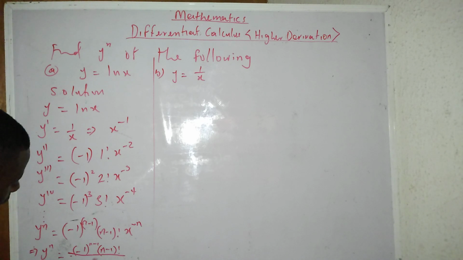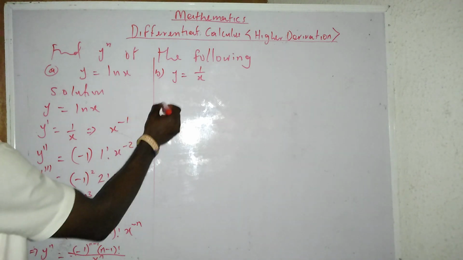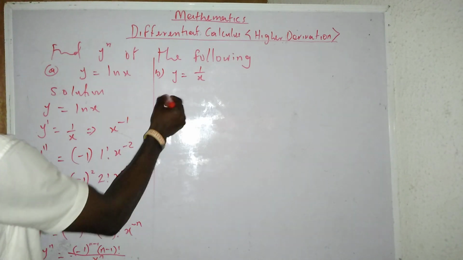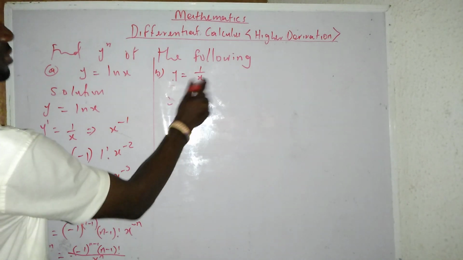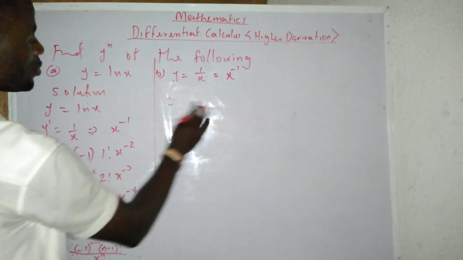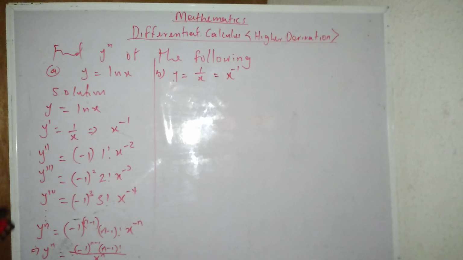All divided by x raised to power n. That is my final answer. Now, for the second one, I can do the same. Y prime, the function, is equal to this. Y prime is equal to what? I can write this as x raised to power minus 1.